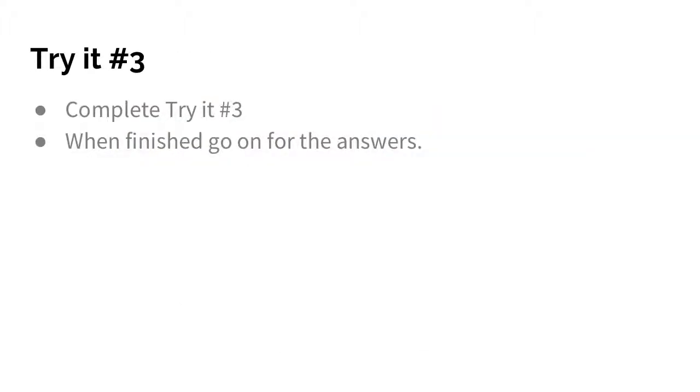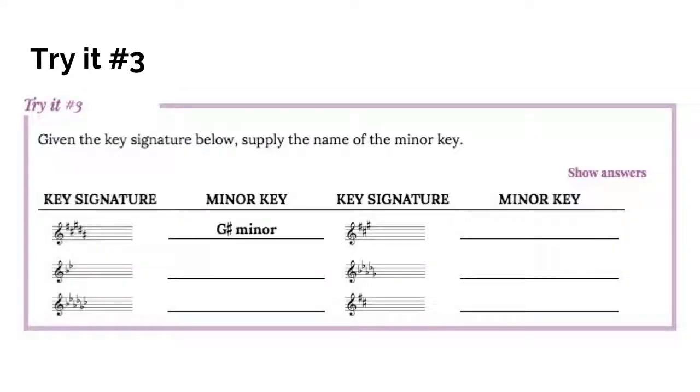All right, complete Try It 3. When you're finished, resume the video and I will be going over the answers. So as you can see, this gives you just the key signature. So you need to figure out which minor key is its relative minor. The first one, again, 5 sharps, which is B major. If you go down to scale degree 6, it is G sharp minor.